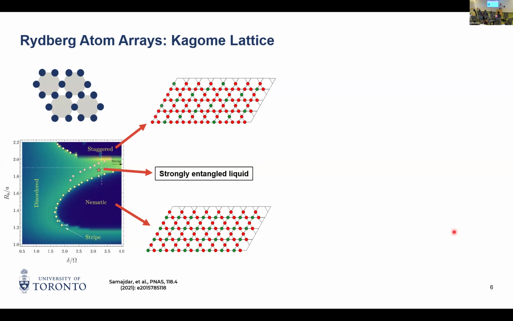And then there's also a phase that they found in between those two that's sort of mysterious. They didn't really work out exactly what it was, but they have evidence that it's some sort of strongly entangled liquid in that part of the phase diagram. And I'll get back to that in a couple of slides.